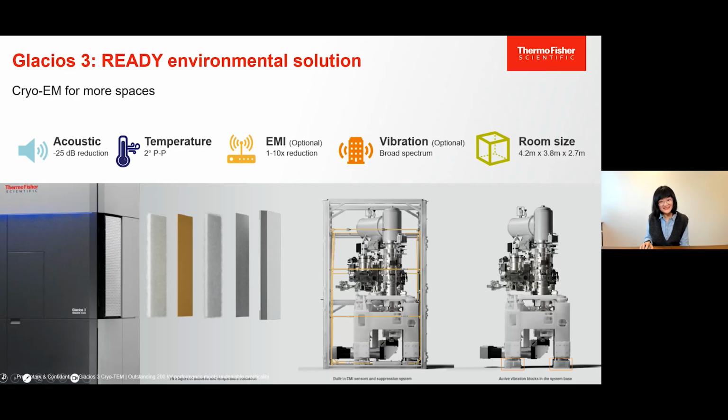So this solution contains mitigations in the following aspects: acoustics, up to minus 25 decibel reduction. Ambient temperature variation requirement is now 2 degrees peak to peak. Electromagnetic interference, EMI, up to 10 times reduction. Floor vibration isolation that now covers all spectra, and then room size, of course.